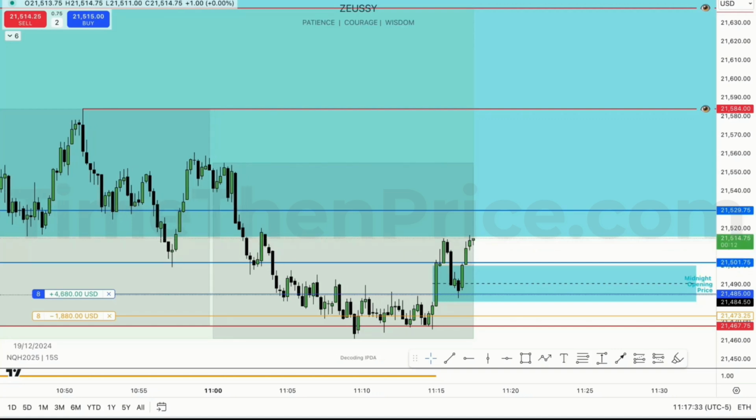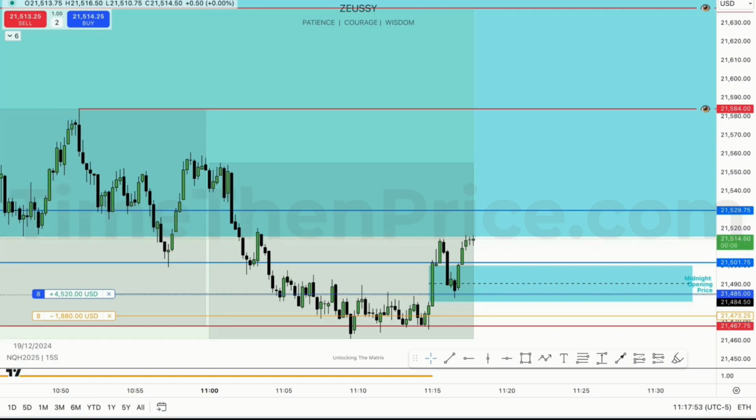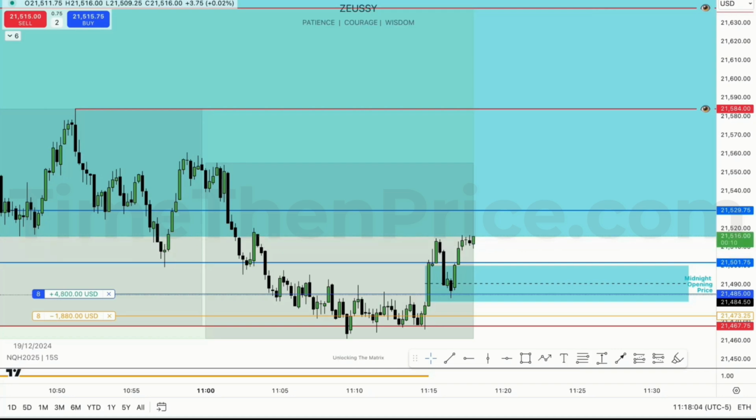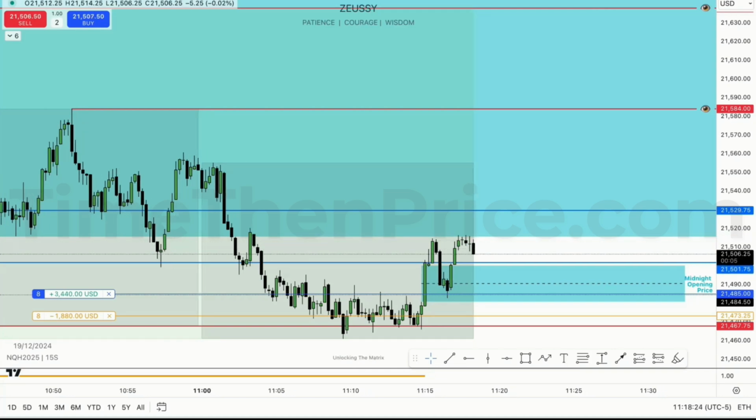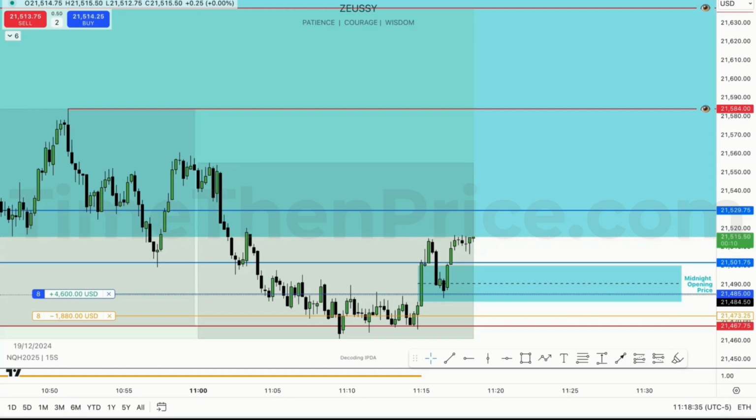Notice that I've annotated the buy side liquidity pools, which I'm anticipating to be the drawing liquidity. I've annotated them with the I symbol, as you can see. And that is what I'm anticipating the market to draw towards.